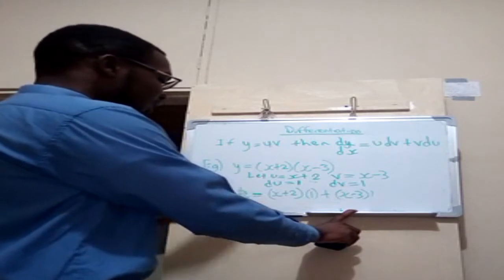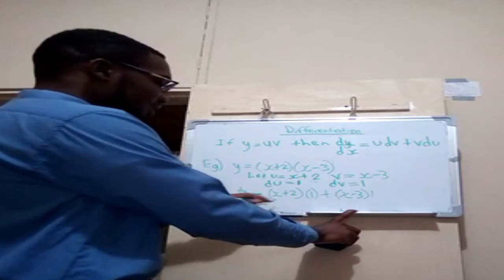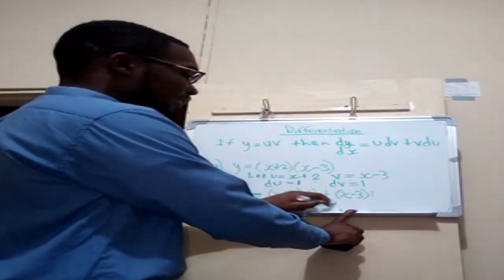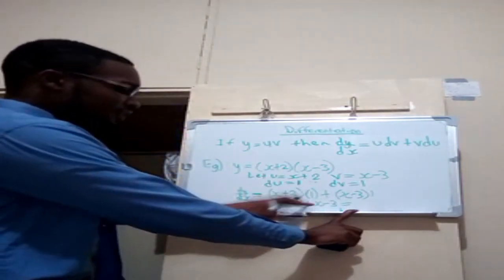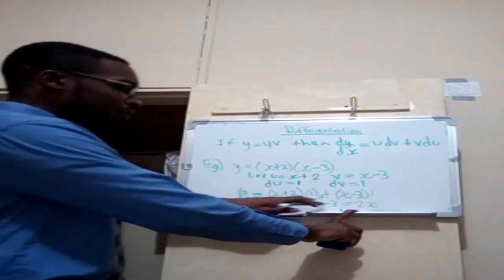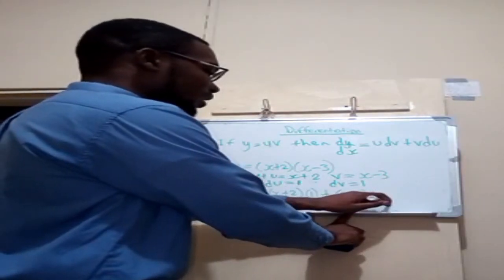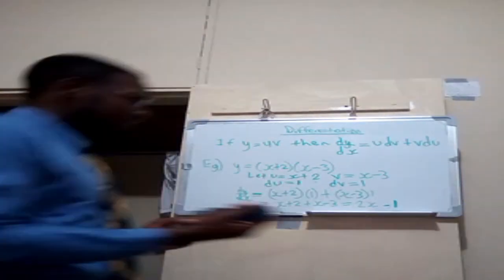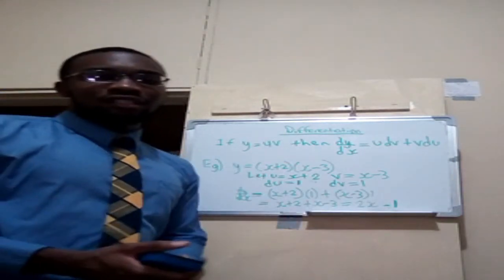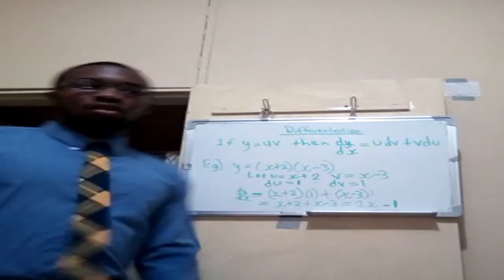And so dy by dx works out to be x plus 2 plus x minus 3. So that works out to be x plus 2 plus x minus 3, which works out to be x plus x is 2x, and then 2 minus 3 works out to be minus 1. And so dy by dx is equal to 2x minus 1 when y is equal to x plus 2 times x minus 3. And that is how we use product rule.